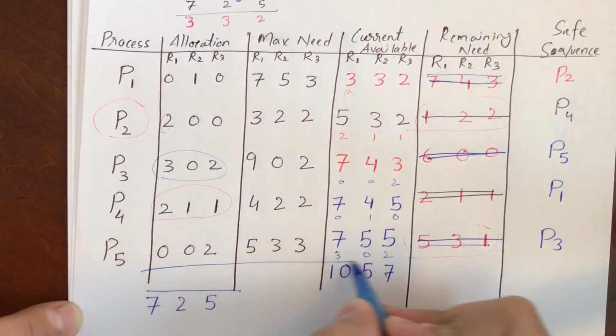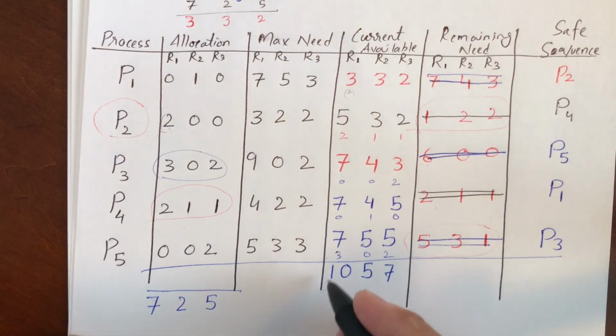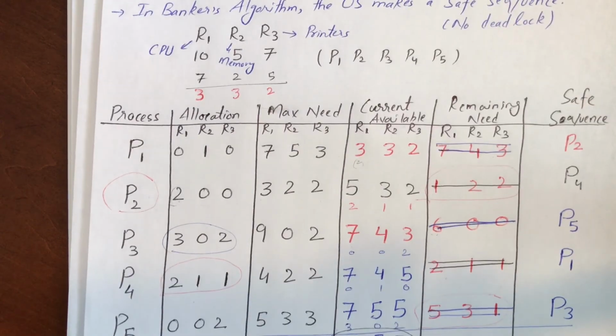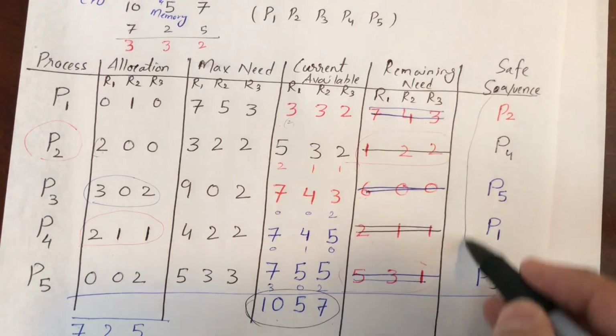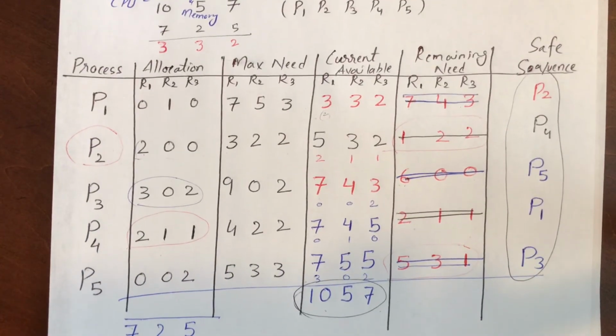After all the processes are executed and terminated, you can see the operating system has reclaimed all the resources, which were 10, 5, 7. So this is the safe sequence that the operating system will follow by using this Banker's algorithm, where we have detailed information about all the processes. By using this sequence, deadlock will not occur.